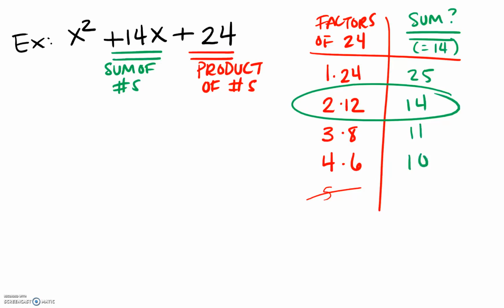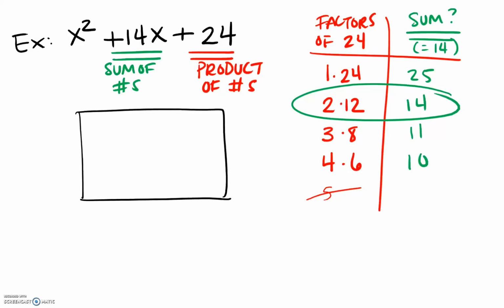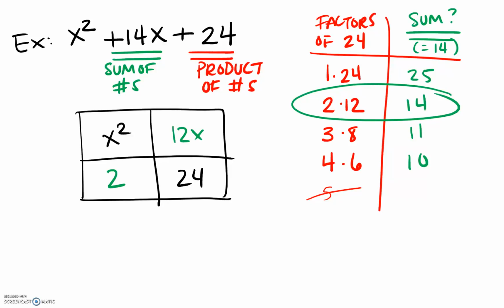So what this tells us is that if we wanted to do the area method, or factoring by grouping, or the AC method that we're going to learn in the next section, we could take that 14x and split it up into a 12x and a 2x. And then we could figure out exactly what would have needed to be here in order for this to work out. So the greatest common factor of 2x and 24 is 2.